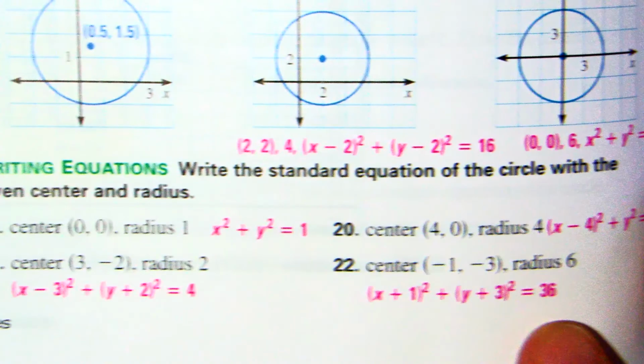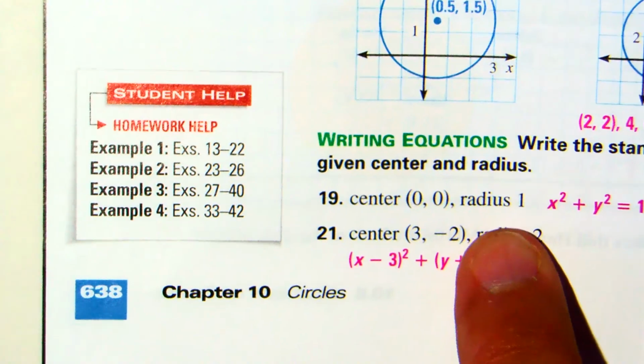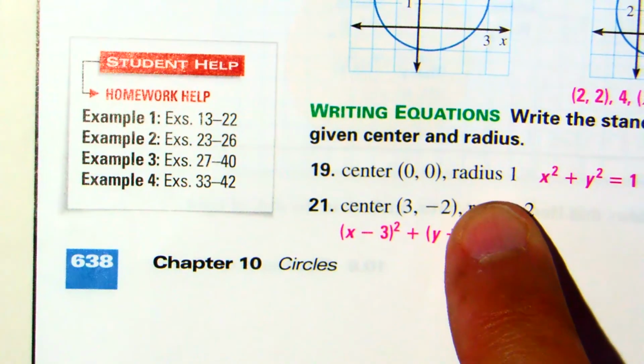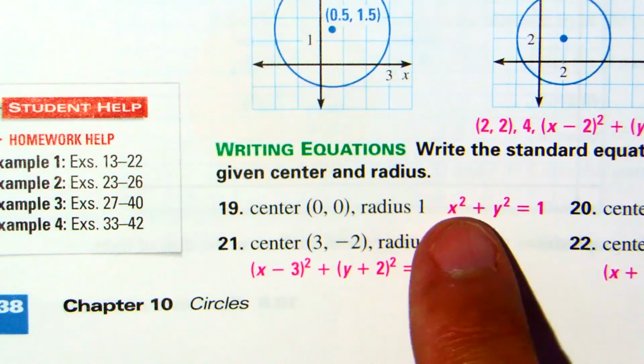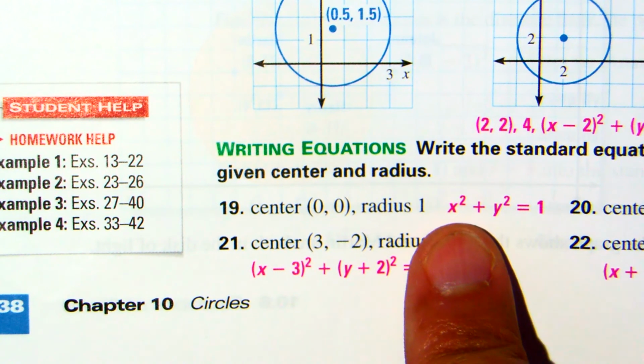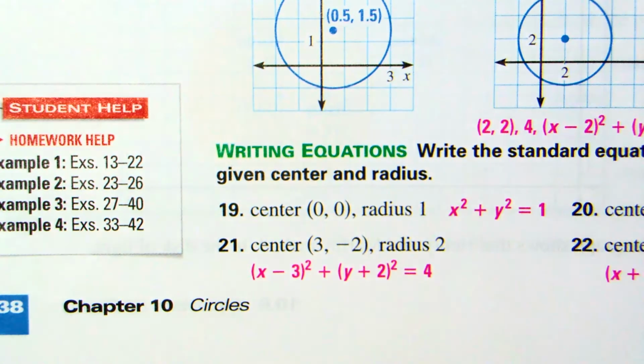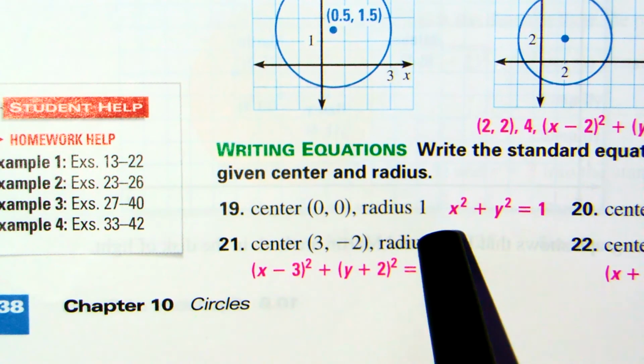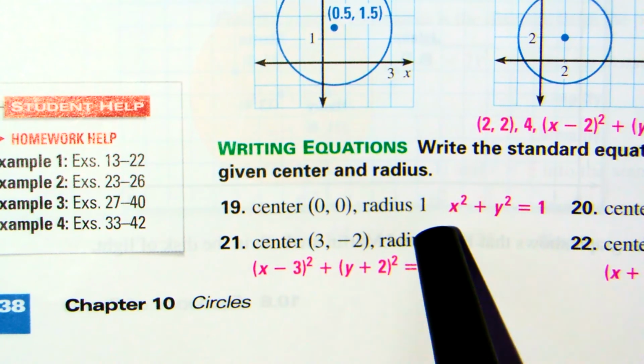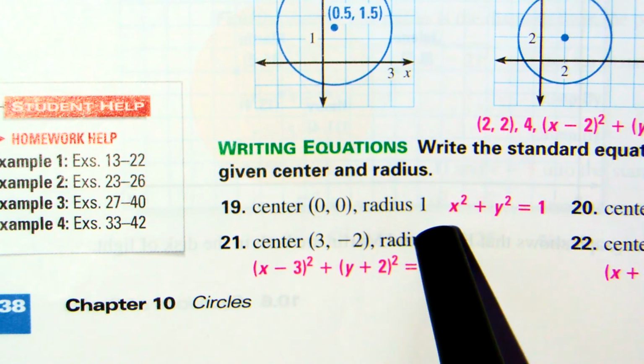A good bonus would be on this one where it says center at 0, 0, and the radius at 1, it would be x plus 0, but we don't say plus 0. We just do x squared plus y squared equals 1 because 1 squared is 1. So number 19 on page 638 would be a great bonus question to look at.